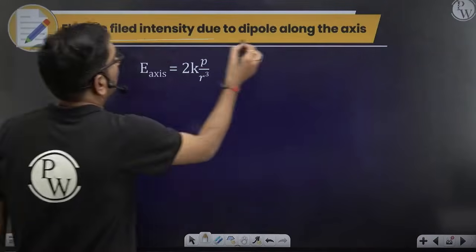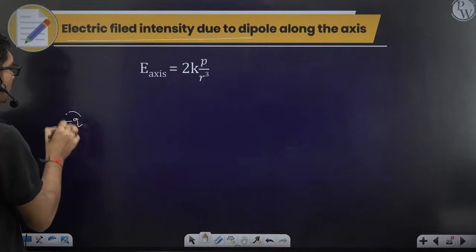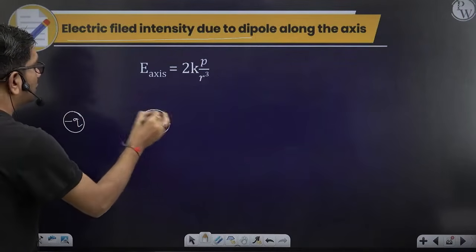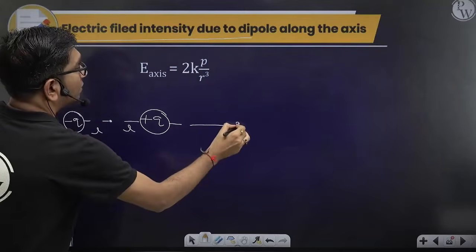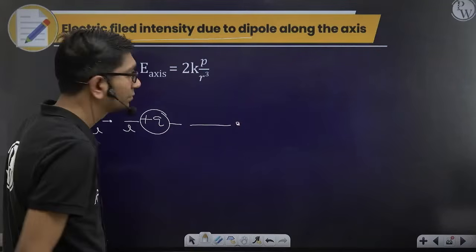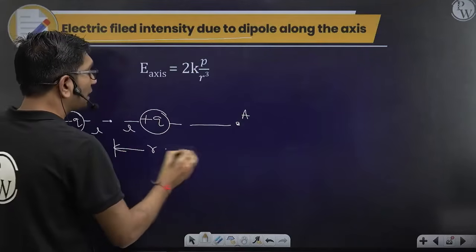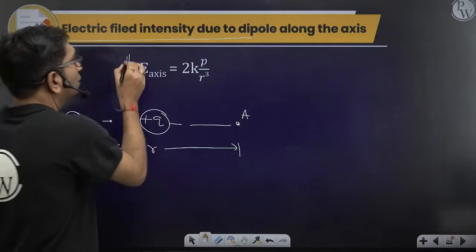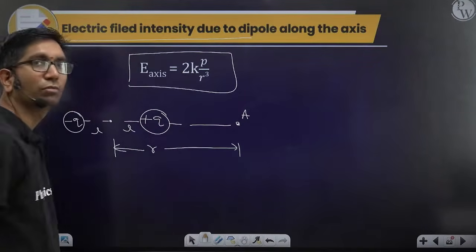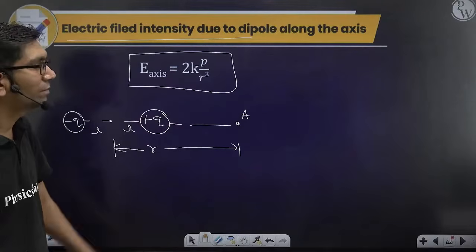Next, electric field intensity due to dipole along the axis. Negative charge, positive charge. Okay, this is L, this is L. This is what? At this point, let this be the point A. Okay, at this point, you have to calculate the electric field intensity. What is that formula, beta? This one. 2kp by r cube. 2kp by r cube. Remember this one. 2kp by r cube.